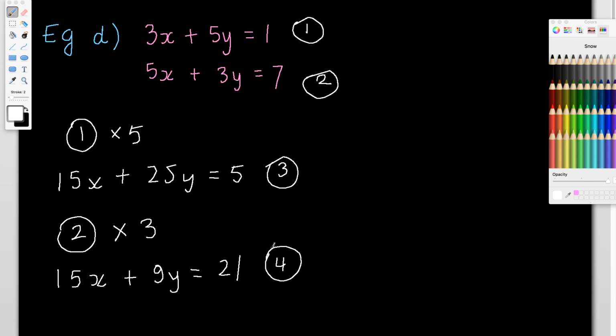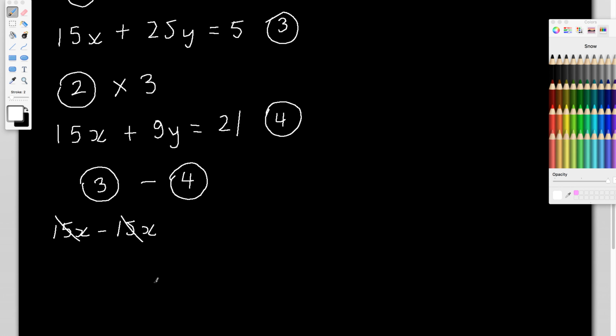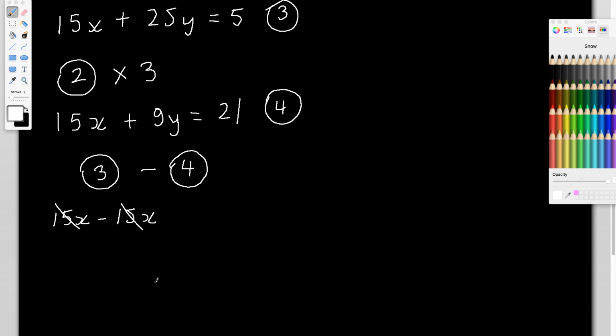Now what I've done is I've created equivalent equations to what I had to begin with. So now I've got a 15x and a 15x. So of course now I can do equation 3 minus equation 4. Now, of course, that's going to be 15x minus 15x, so that cancels out. Again, not absolutely necessary to do that step, but I'm doing it just to show you what has happened here. I'll then have my 25y minus 9y, so I'm just going to be left with 16y.